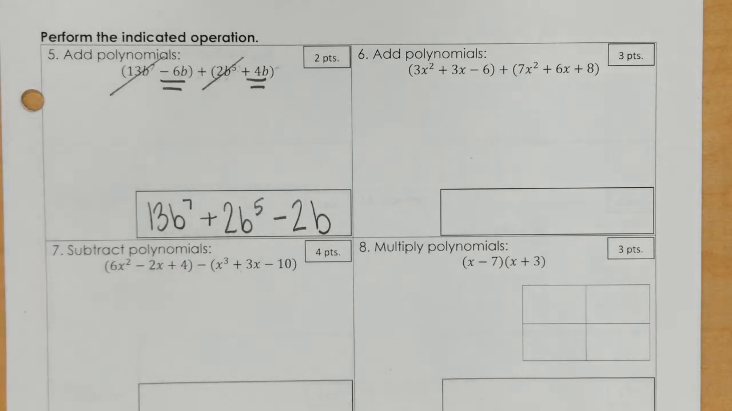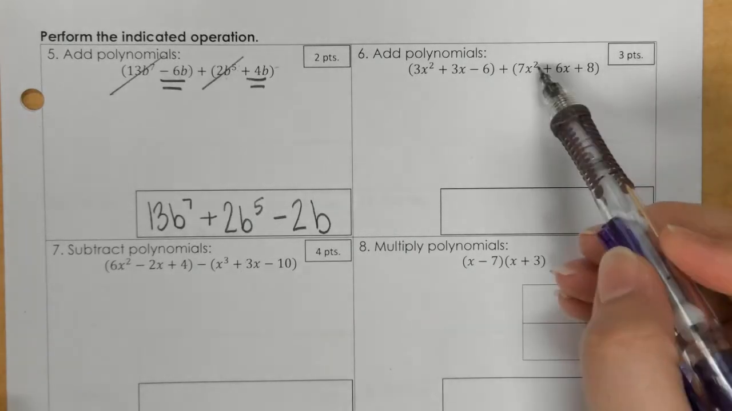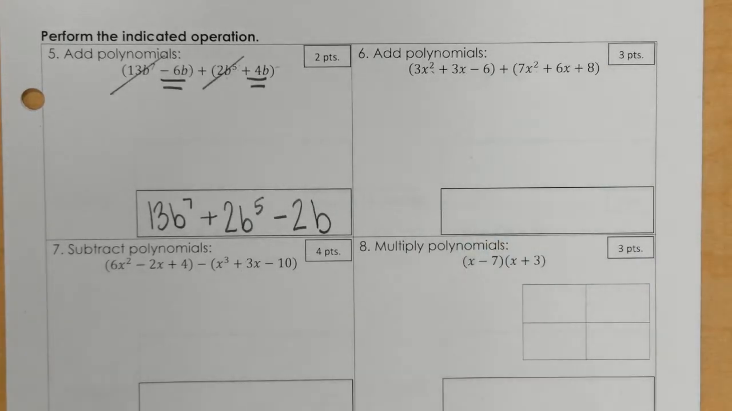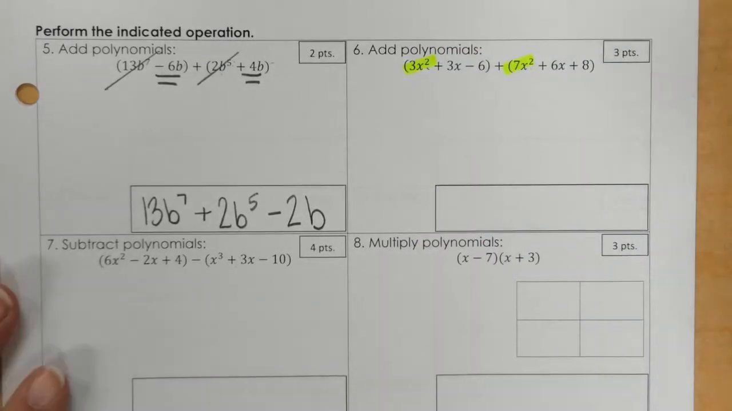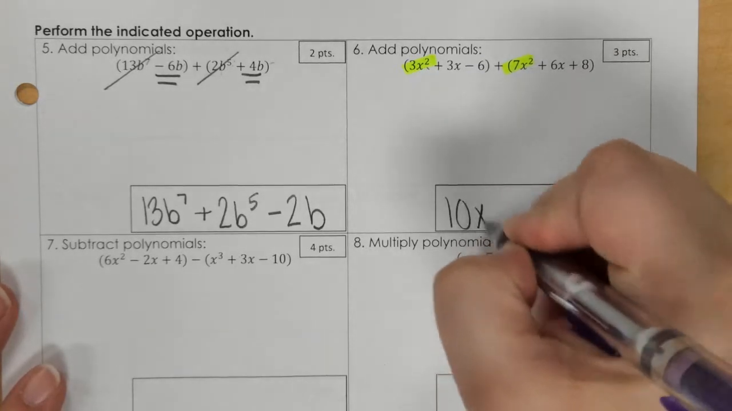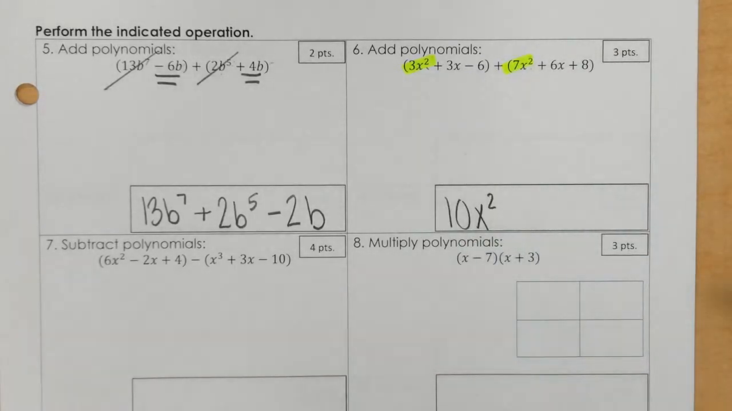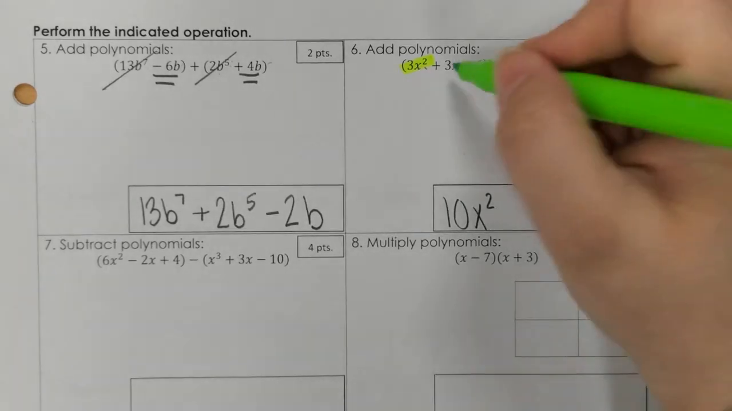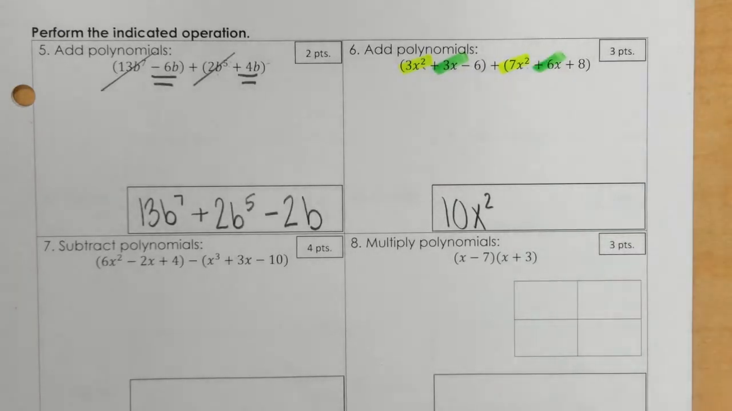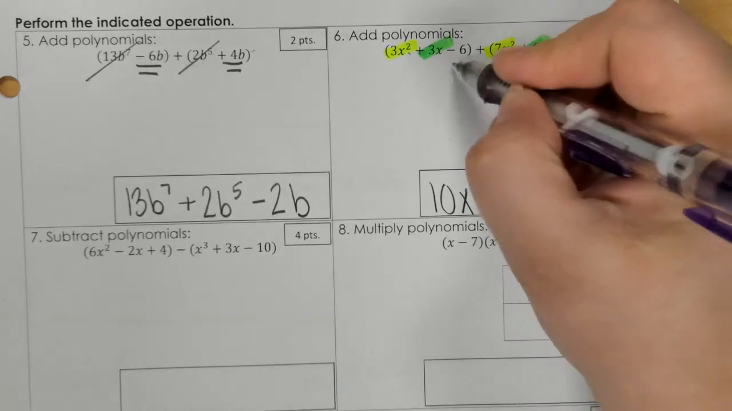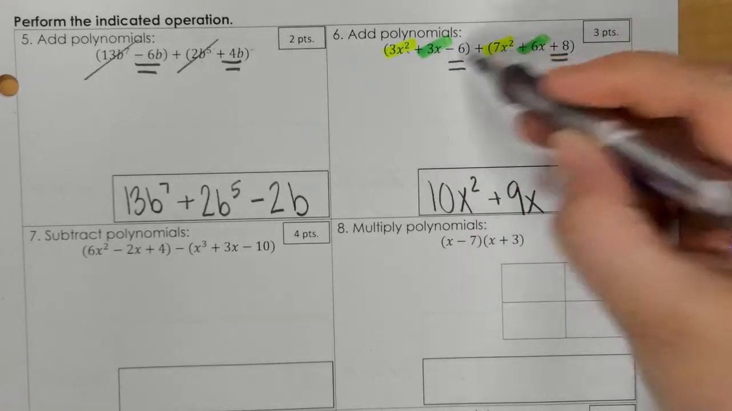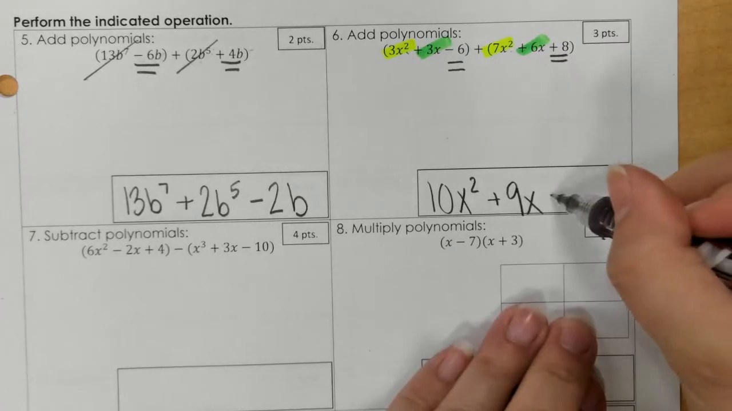Okay, in number 3, I go through and I figure out what are like terms, starting with the highest exponent. So here I see that my highest exponent is a 2. And so 3x squared and 7x squared become 10x squared, because I'm just adding like terms. Okay, and then I see, 3x and 3x can combine with 6x, and that makes 9x. And then I have negative 6 plus 8. Well, those are different signs, so I'm going to subtract those and get positive 2.